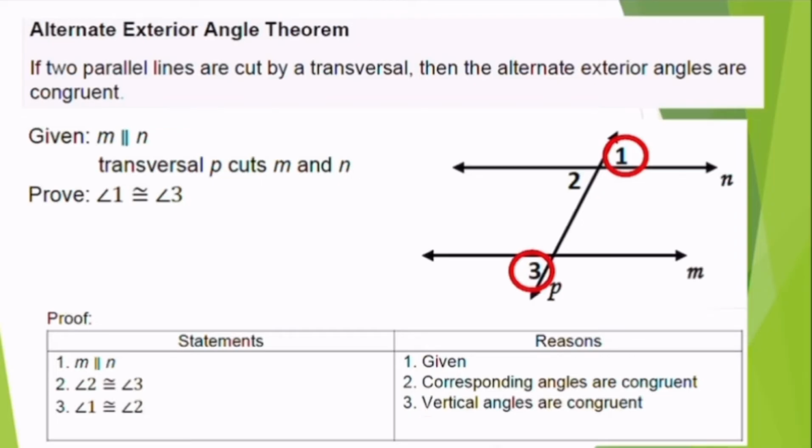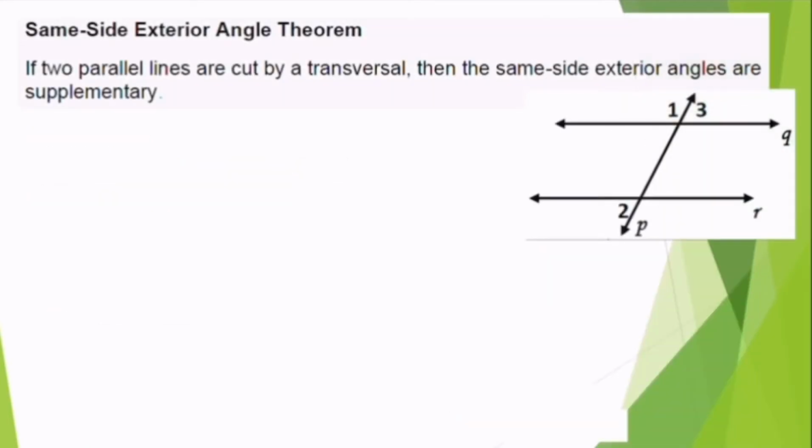Next, for our last statement, angle 1 is congruent to angle 3. And the reason here is by the transitive property of congruence. That is the alternate exterior angle theorem. Next, let's proceed now to the same side exterior angle theorem. If two parallel lines are cut by a transversal, then the same side exterior angles are supplementary.